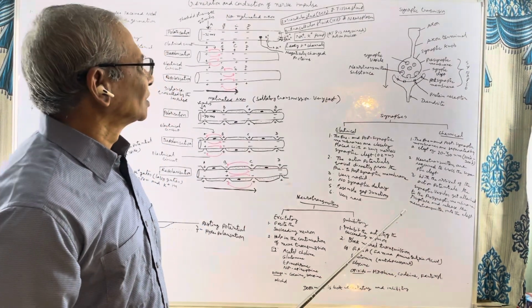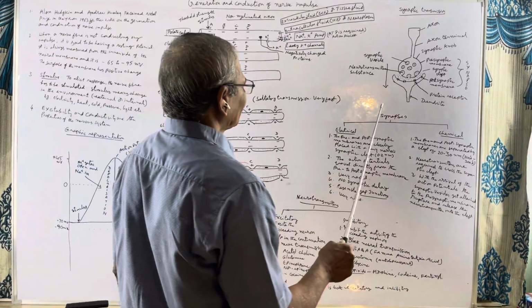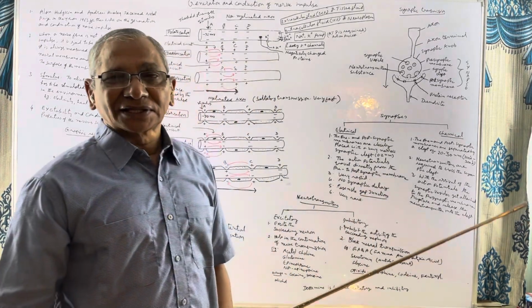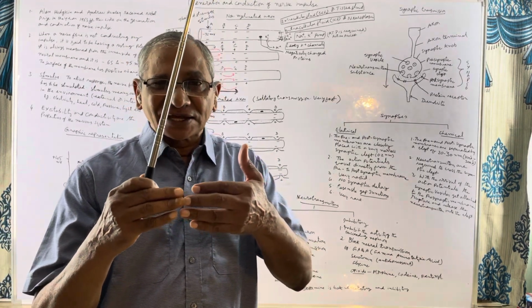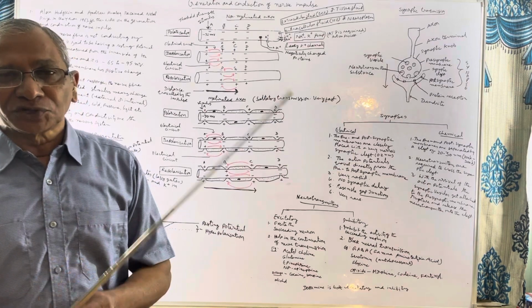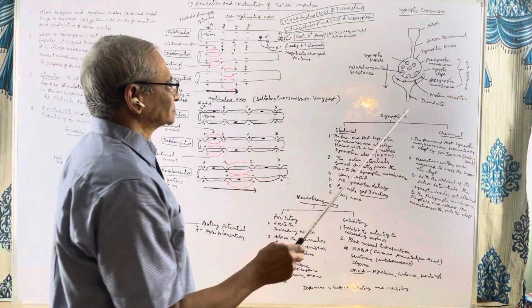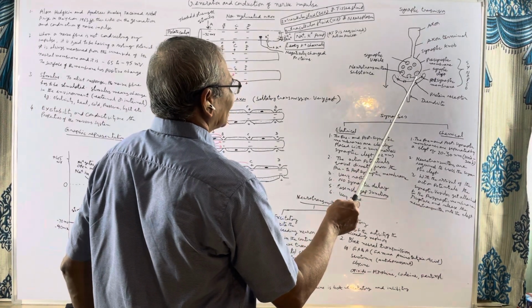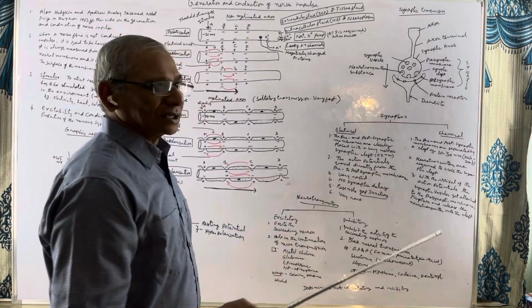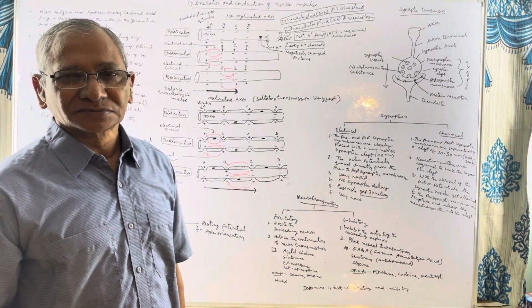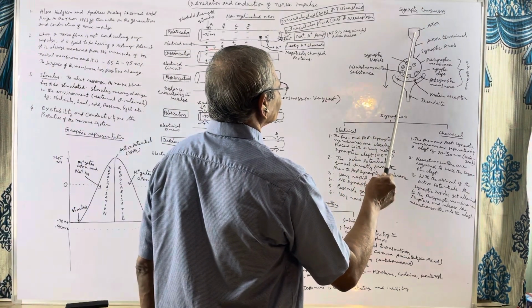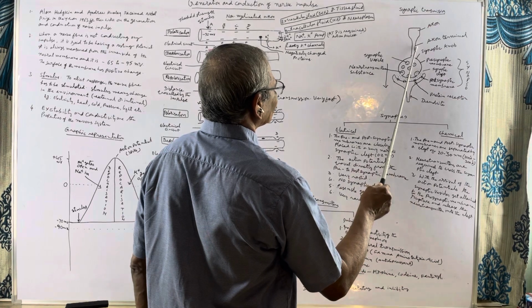Then, we know that the neurons are arranged one after one and they are not connected directly. Neurons have no direct contact between them. Between two successive neurons, this is one neuron, this is another neuron, there is always a gap. It's called synaptic cleft. So this is the axon. This is the axon terminal.